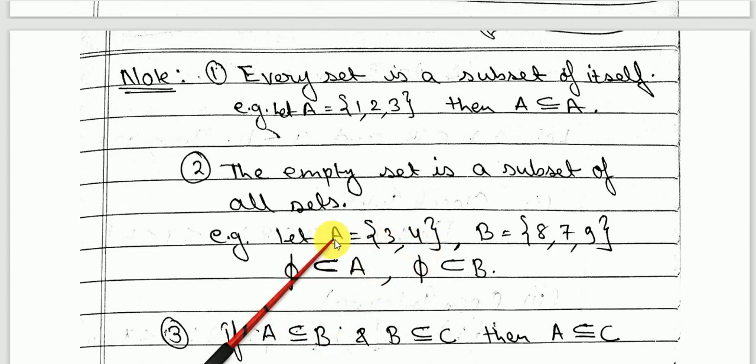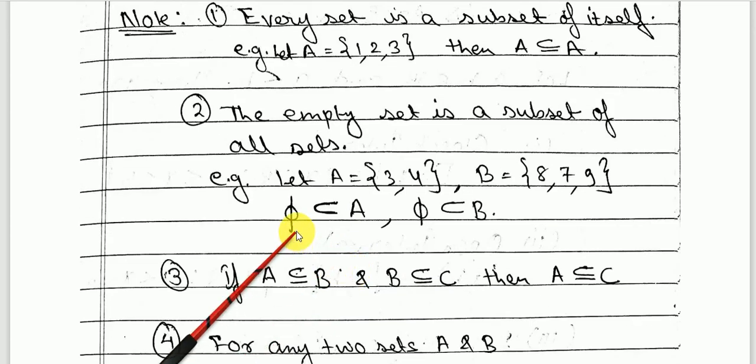So here we have got sets A and B. The empty set is a subset of A as well as B. So the empty set is a subset of every set, and a set is a subset of itself.